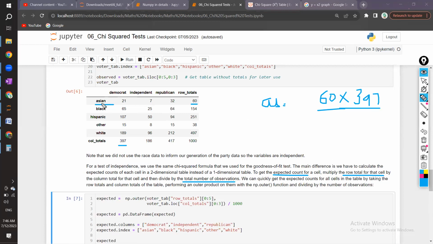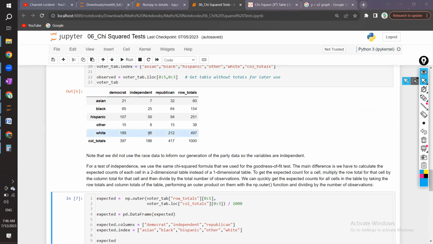Total number of observations is 1000. No, for Asian Democratic only, the row total is 60 and the column total is 397. Multiply row total by column total and divide by the total number of observations. You will get some value. Similarly, if you do it for white and Independent, the row total is 497 and the column total is 186, divided by 1000. You will have some value.